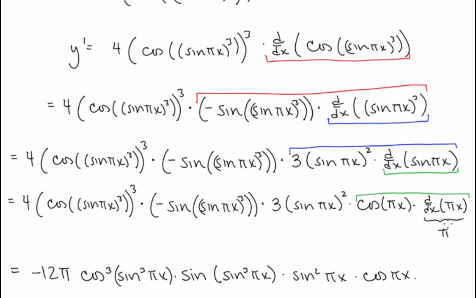Let's put everything together. Let's take this factor of pi with this 3 and this negative 1 and this 4, and so out front we're going to have negative 12 pi. And then if you want, you can change back to the shorthand notation, cosine to the 3rd of sine to the 3rd pi x multiplied by sine of sine to the 3rd pi x multiplied by sine squared pi x times cosine pi x. And that is our derivative.